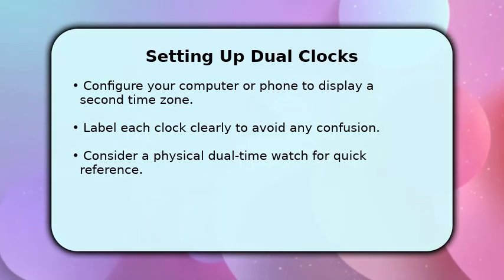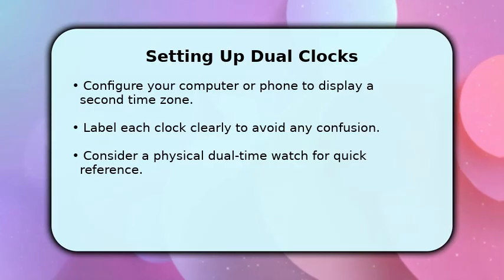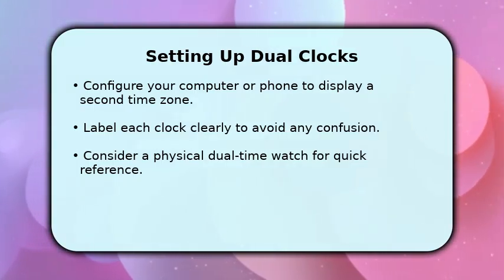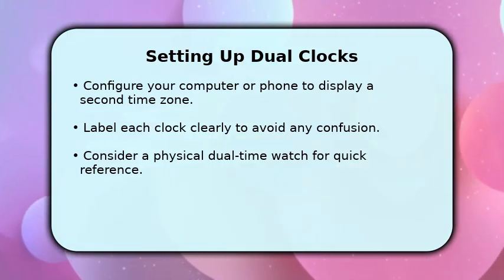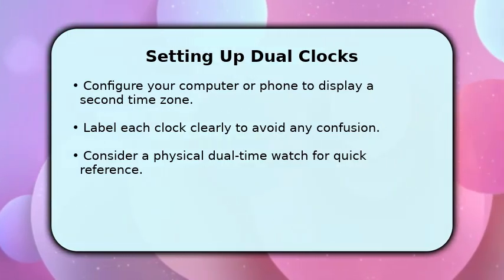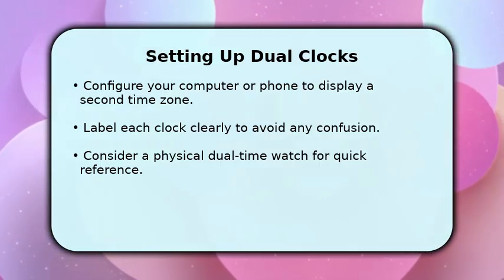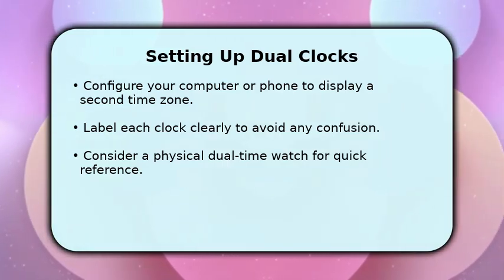To streamline your dual time management, set up your devices. Most smartphones and computers allow you to add a second clock for another time zone. Make sure to label these clocks, perhaps as local and remote, for instant recognition. For those who prefer a tangible solution, a watch with a dual time display can be incredibly useful, offering a quick glance at both times without needing a screen.